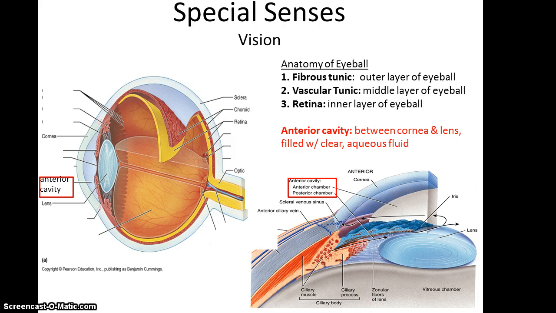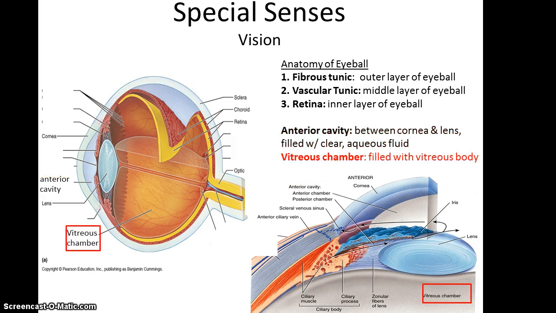Alright, now we're going to talk about the two main chambers of the eye. You have the anterior cavity. This is filled with clear aqueous fluid, and again it's produced by the ciliary bodies. It travels around the lens, goes past the irises to the anterior or front of the anterior cavity, and then eventually gets carried through the scleral venous sinuses so that it is reabsorbed back into the bloodstream.